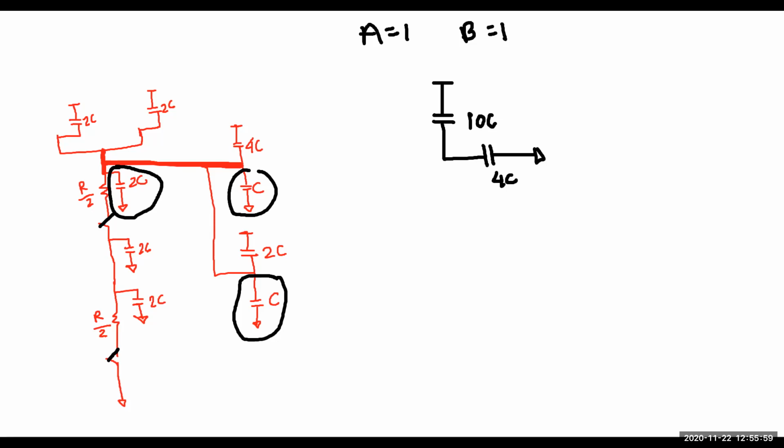Okay. After that, we have a resistor. Can you see that? After that point, we have a resistor. So I'm going to draw the resistor. This is our output point, remember. After that, we have a resistor. What is the value of the resistor? R by 2.